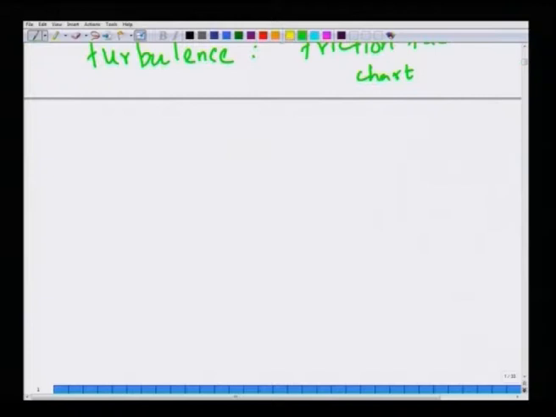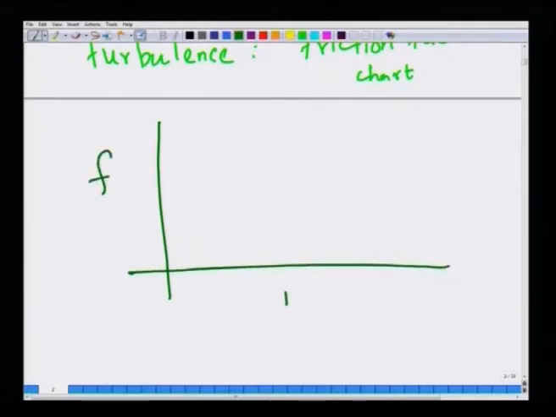The friction factor chart is merely an experimental observation condensed in the form of a non-dimensional relation. So, you are plotting f versus Re for different values of epsilon by d. This is a double logarithmic plot, log f versus log Re. In the laminar region, f versus Re will have a slope of -1 in the double logarithmic plot because f is inversely proportional to Reynolds number. In the turbulent region, it is not very clear.